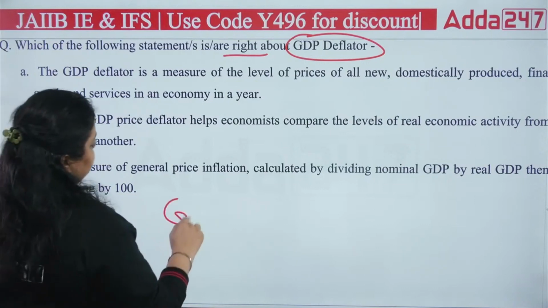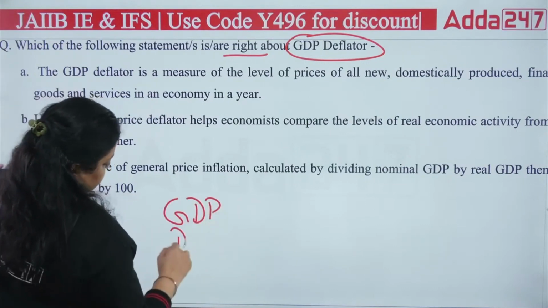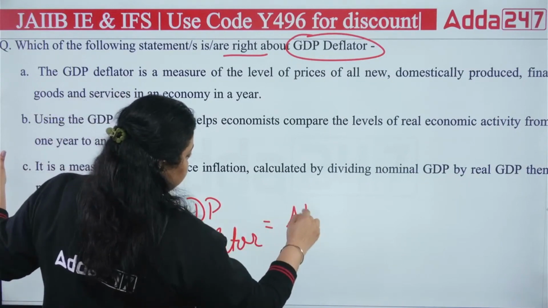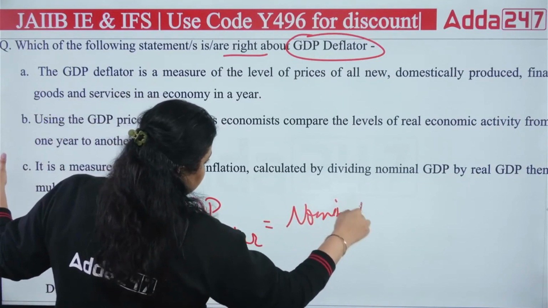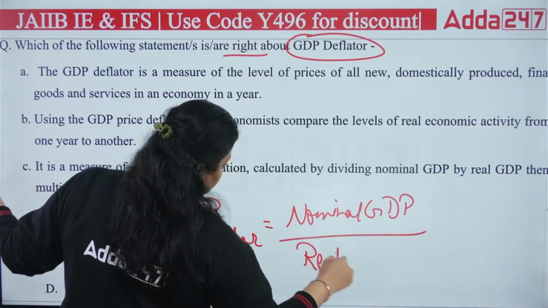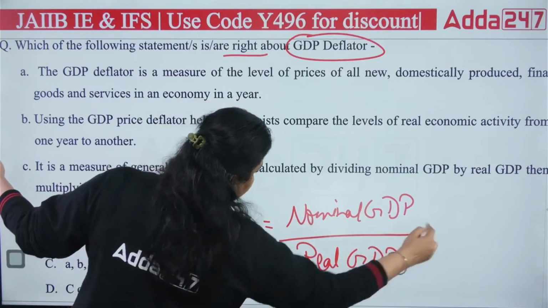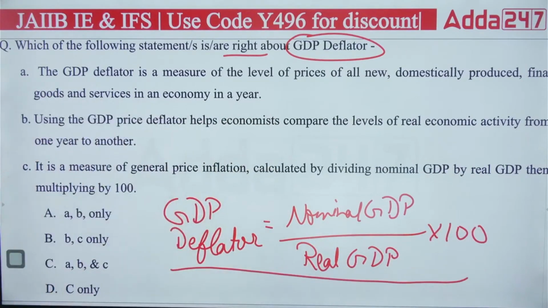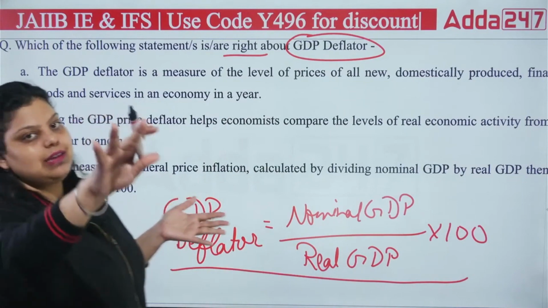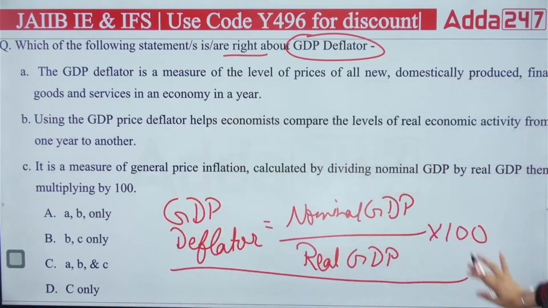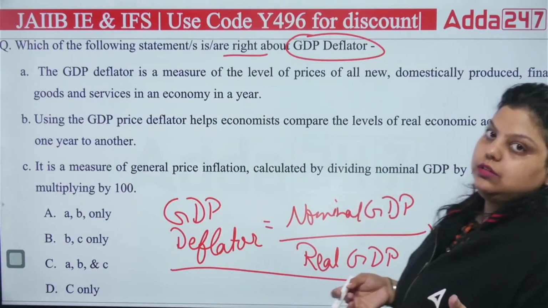So, what is the GDP deflator formula? The formula is written very rightly: you have to divide nominal GDP by the real GDP and multiply by 100. This is the right formula to calculate the GDP deflator. Remember this formula, they might ask a numerical on this. They might give you the direct value of nominal GDP or real GDP, or they might not give you the direct value of nominal or real GDP.